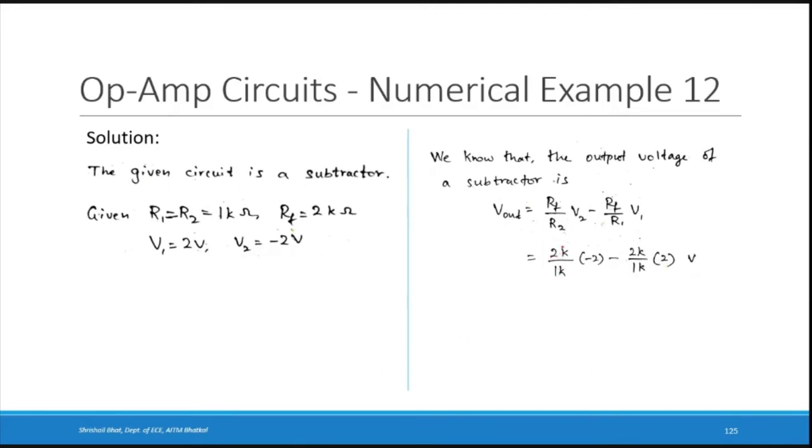2K by 1K is 2. 2 into minus 2 is minus 4. Minus 2 into 2 is minus 4. Minus 4 minus 4 will be minus 8. So this way you can calculate the output of a subtractor when you know the values of R1, R2, V1 and V2, and also RF, obviously. Is that clear?